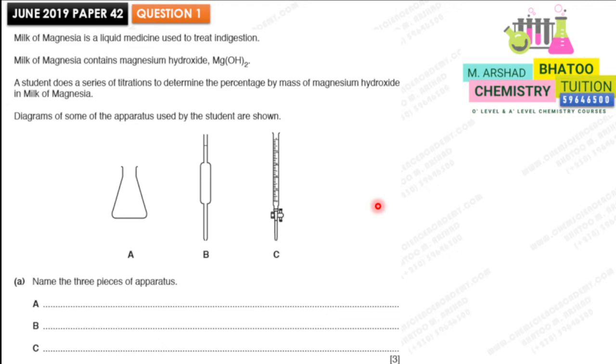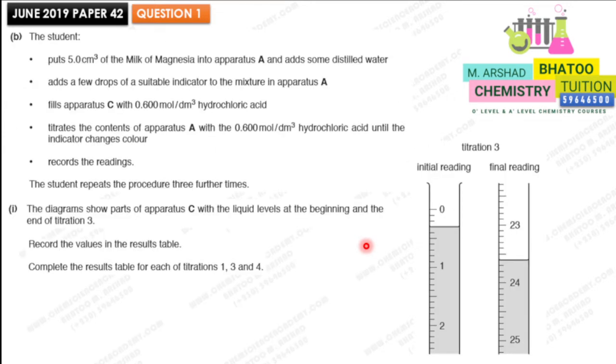A student did a series of titrations to determine the percentage by mass of magnesium hydroxide in milk of magnesia. Diagrams of some of the apparatus used by the student are shown. Yes, so you have three apparatus given, A, B, and C. What will you name these three pieces of apparatus? A is a conical flask, B is a pipette, C is a burette. Alright? Clear enough? Part B now.